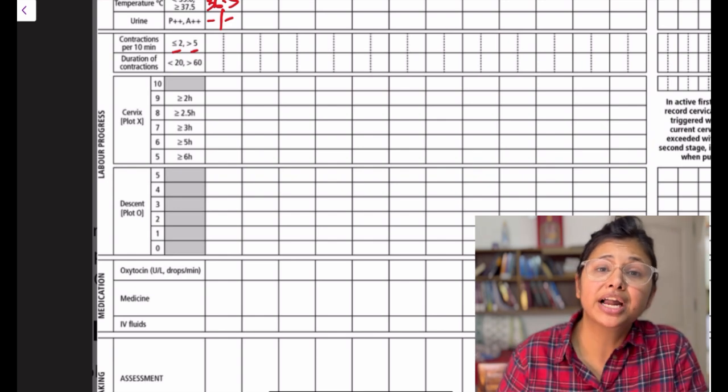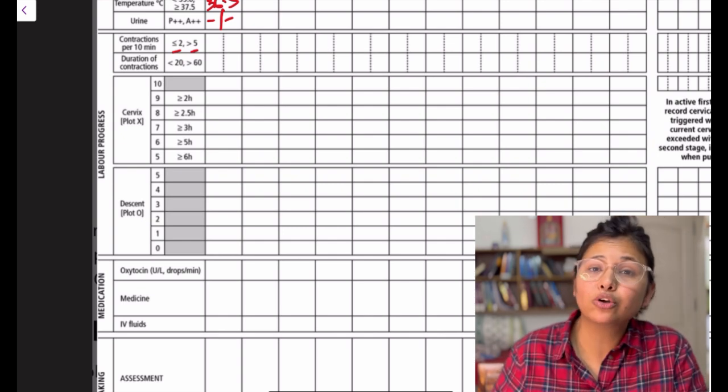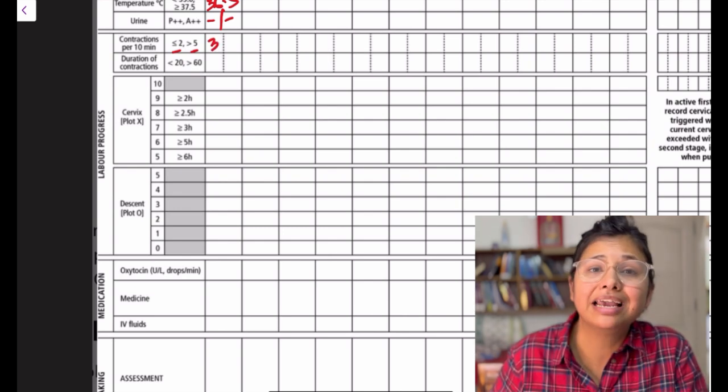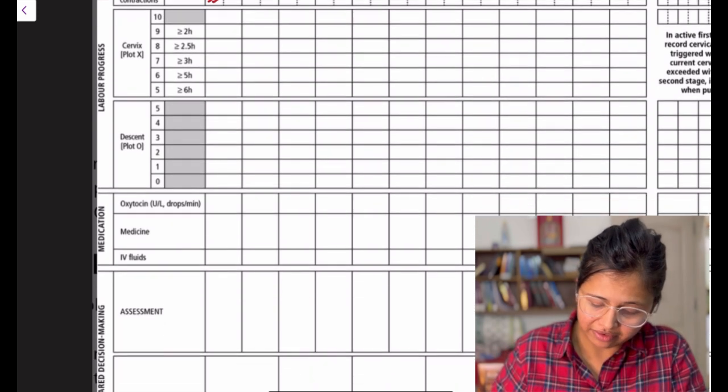And duration of contractions, again, if it is less than 20, that is alert. More than 60 is also alert. So for example, at the time she came to us, she had 3 contractions in every 10 minutes lasting for 35 seconds. So this is normal, right? So we are not very worried.